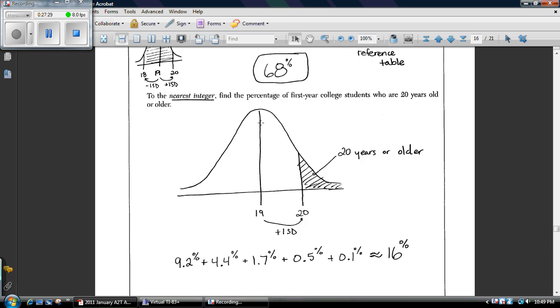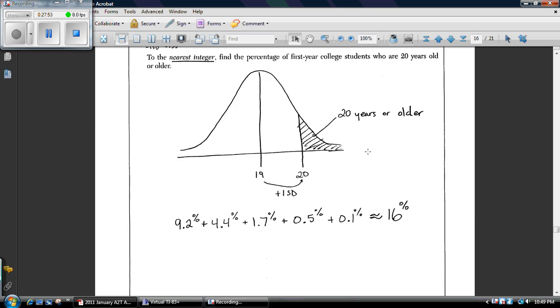To the nearest integer, find the percentage of first-year college students who are 20 years or older. So 20 years or older, that means here's 20. We want all the area to the right, because that's everybody older than 20. If you look on the chart, that's this space right here. You'll see some percentages. Add all of those up. That's the area over here, and it turns out it's like 16%.